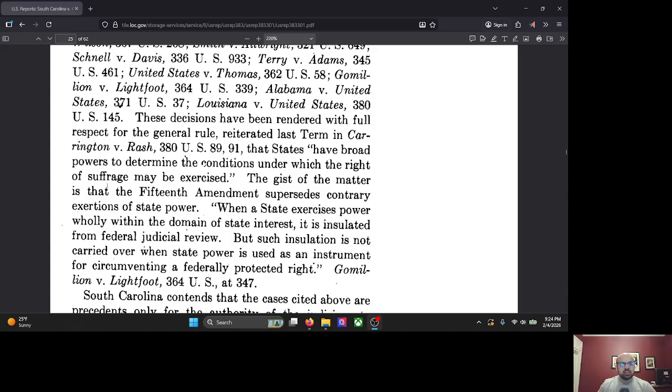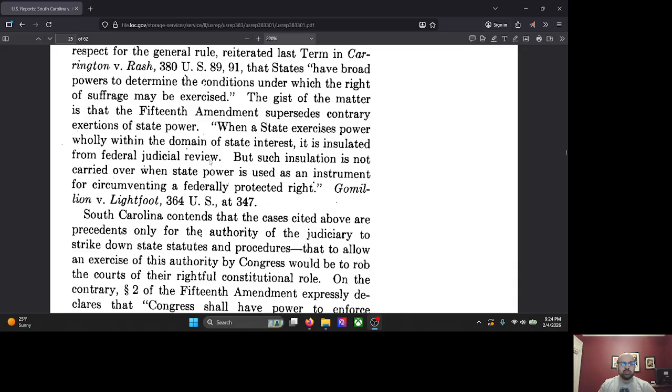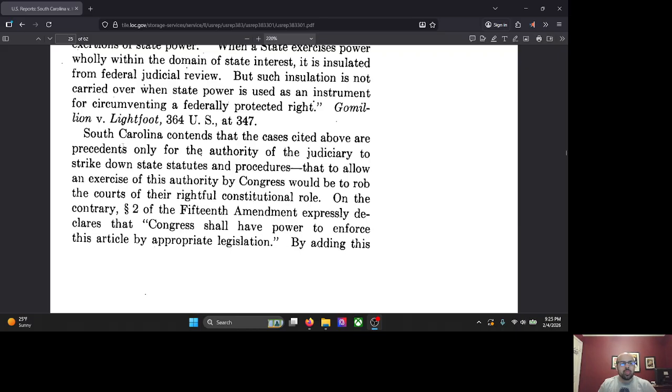The gist of the matter is that the 15th Amendment supersedes contrary exertions of state power. When a state exercises power wholly within the domain of state interest, it is insulated from federal judicial review. But such insulation is not carried over when state power is used as an instrument for circumventing a federally protected right. South Carolina contends that the cases cited above are precedents only for the authority of the judiciary to strike down state statutes and procedures, that to allow an exercise of this authority by Congress would be to rob the courts of their rightful constitutional role.